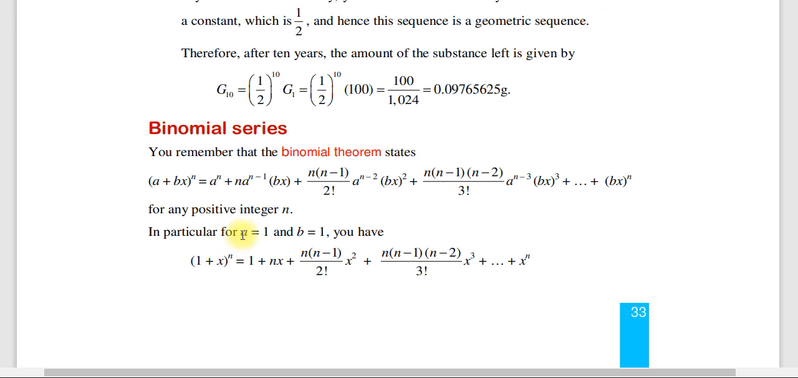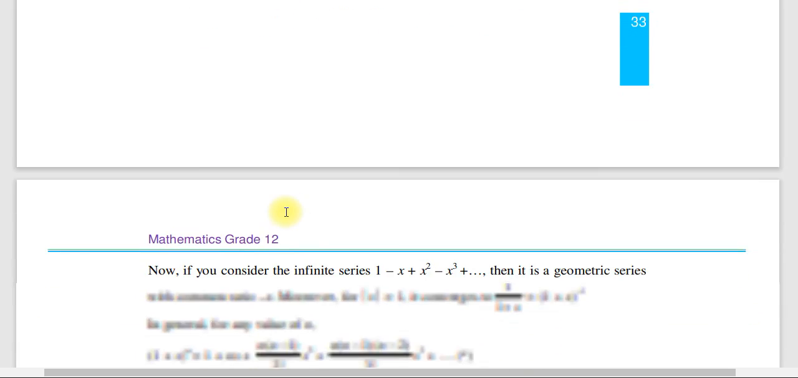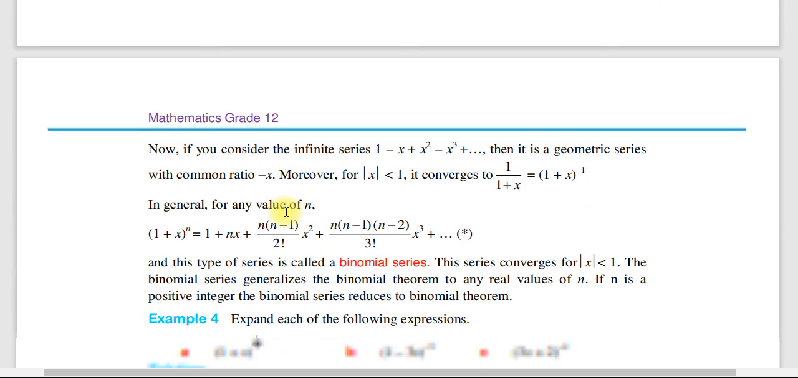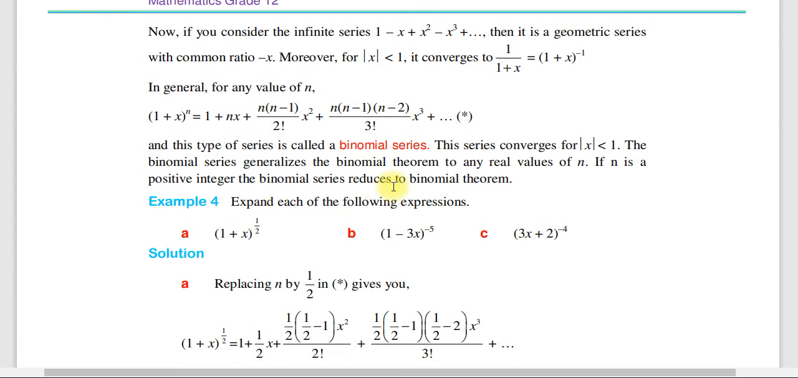In particular, for a equal to 1 and b equal to 1, what do we get? (1 + x) to the power of n equals 1 plus nx plus n(n minus 1)x squared over 2 factorial plus n(n minus 1)(n minus 2) over 3 factorial times x cubed, and so on. This is what we call the binomial series.